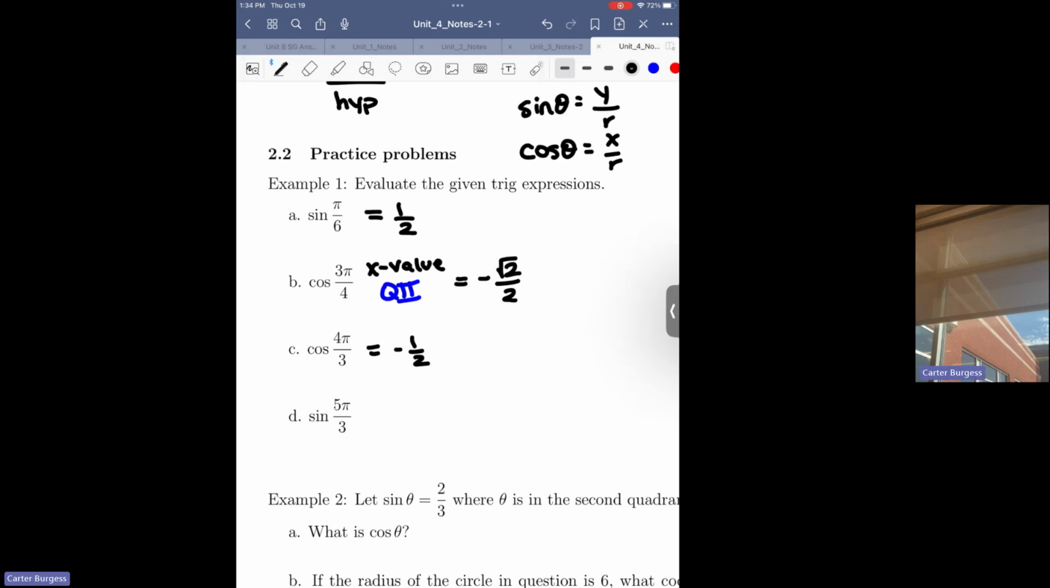All right, one more. Sine of 5 pi over 3. Where does 5 pi over 3 live? Quadrant 4. What do we know? Our sine tells us we're looking for the y value. What is true about y values in quadrant 4? They are negative. And what is the y value associated with pi over 3? Root 3 over 2.